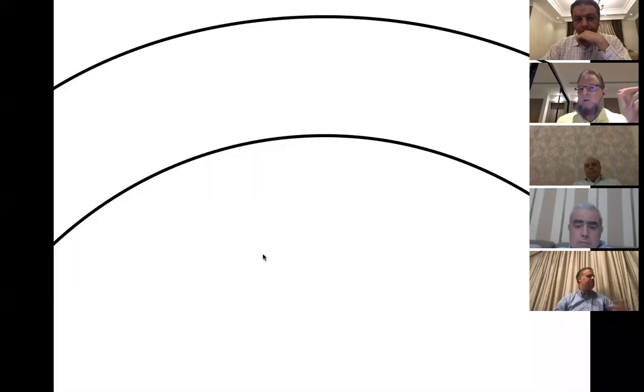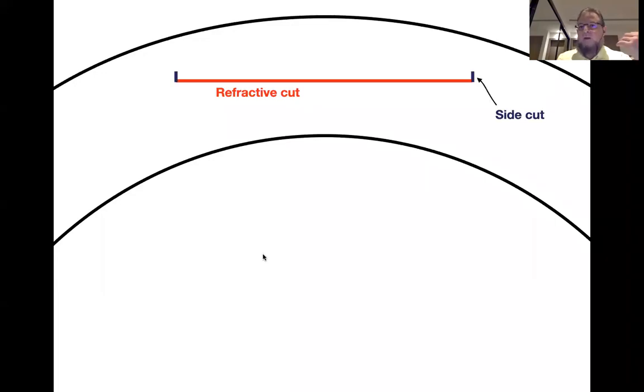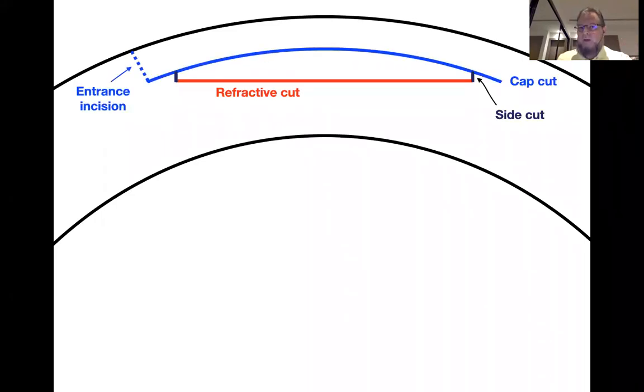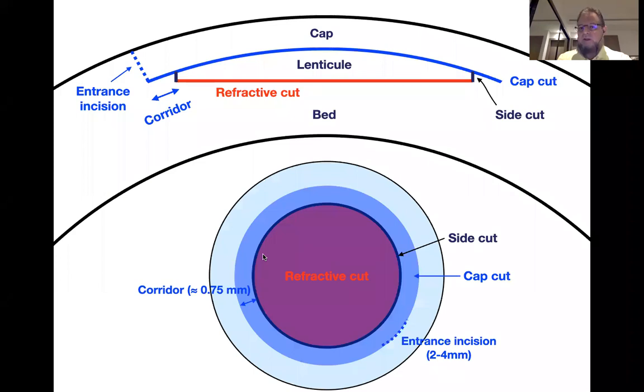All right. So in this regard, I'm going to highlight the smile technique. What is the smile technique? Because many in the audience do not know what smile is, just to let them know how we choose the patient for smile. Now in smile, there is a refractive cut in the cornea, and there are side cuts in addition to the entrance incision, followed by the cap cut. In between, there is the lenticule that we extract from the cornea. Above the lenticule, there is the cap, and below it, there is a bed. And this is the front view of the smile technique.